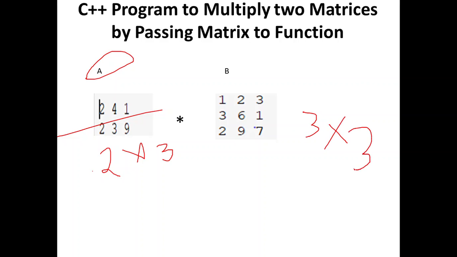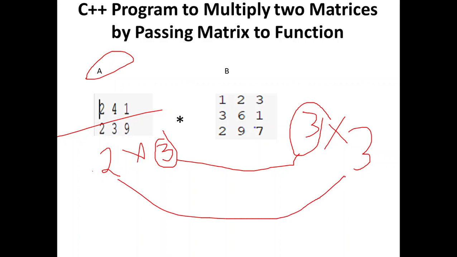In order to multiply, we know that there is a condition: the column of the first one and the row of the second one should be the same value. Here both are 3. Then we can multiply them, and the output matrix will have an order of 2 by 3, right? So this is the basic idea behind how to multiply two matrices. If the column of the first and the row of the second are not equal, then we can't multiply them.